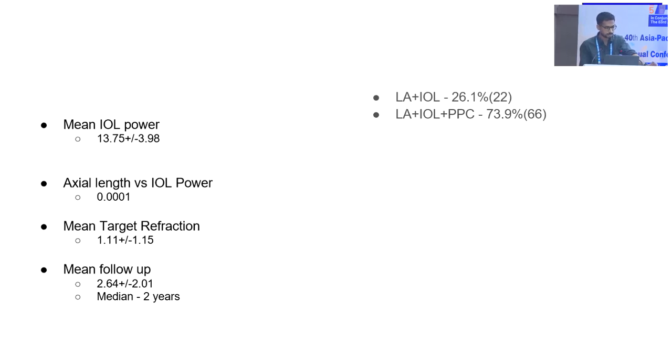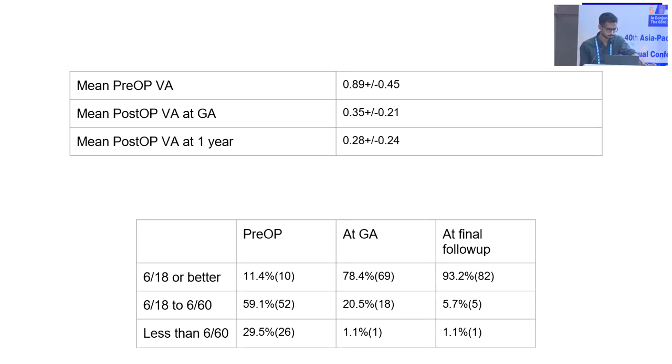26.1% of the population underwent lens aspiration with IOL, while the remaining had PPC and anterior vitrectomy done along with it. The mean IOL power was 13.75, and we found a positive correlation between axial length and IOL power. The mean target refraction was 1.11 diopters. Mean follow-up was 2.64 years.